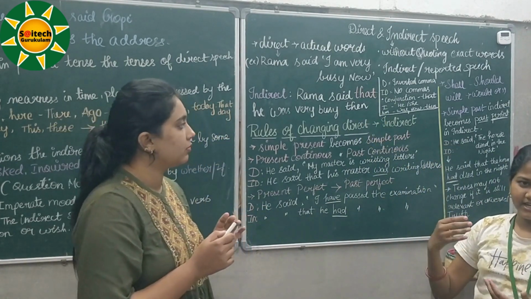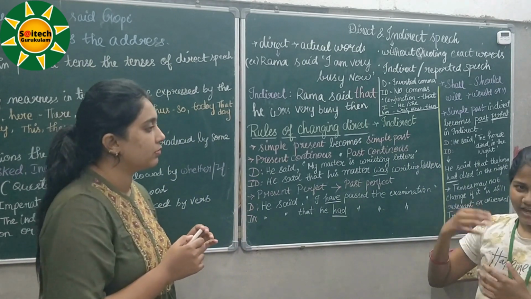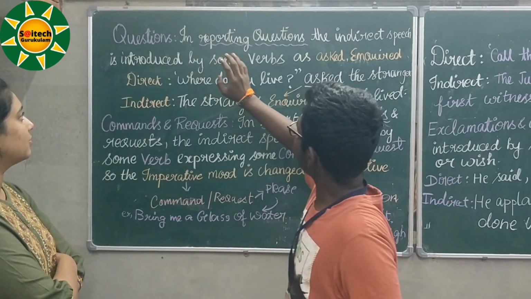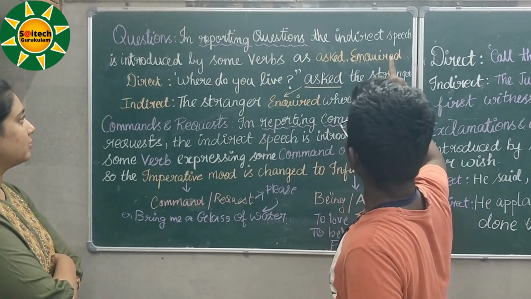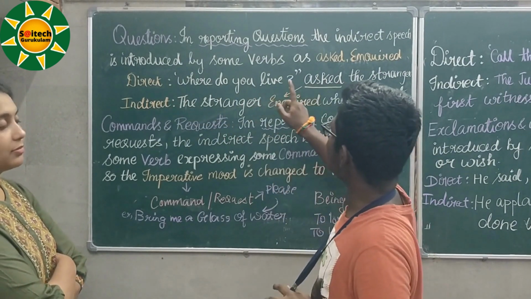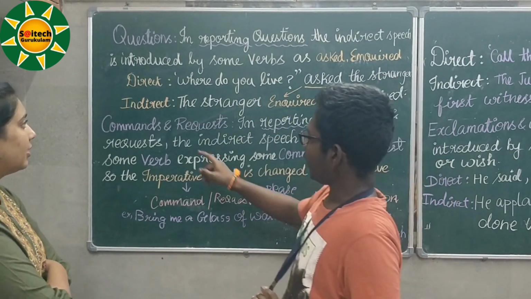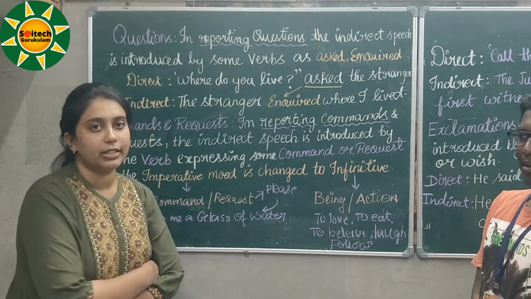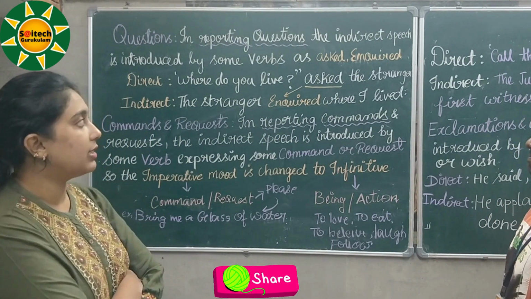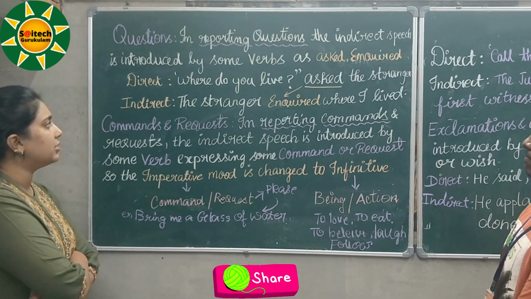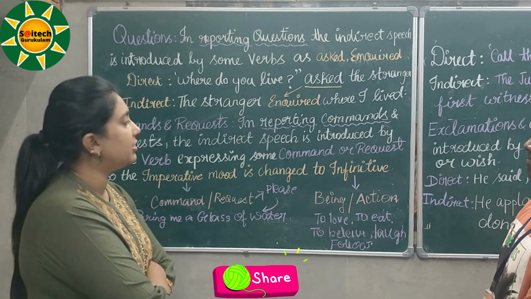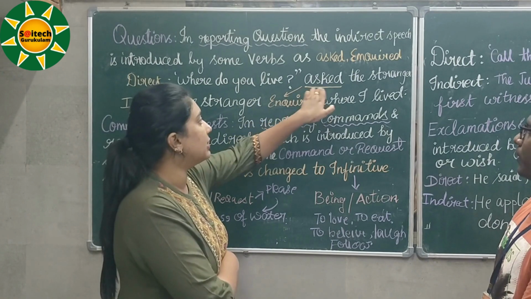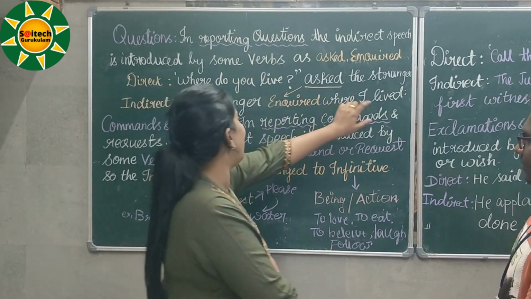So ma'am is telling another person that I told her I am very busy. In reporting questions, indirect speech is introduced by verbs such as ask and inquire. When we talk about questions, we just replace the words with asked and inquired. In direct speech, I have mentioned a question: where do you live, asked the stranger. In indirect, the stranger inquired where I lived.